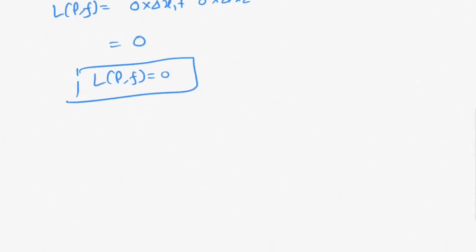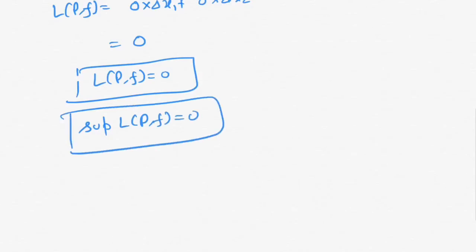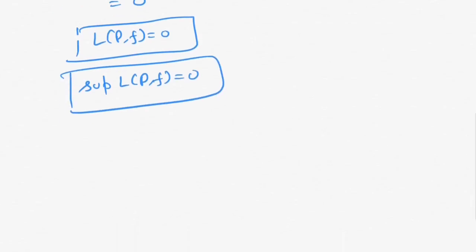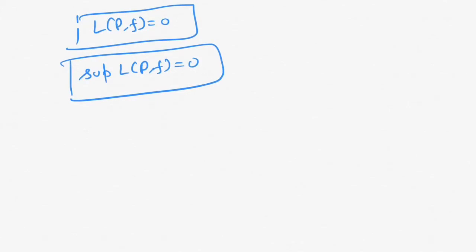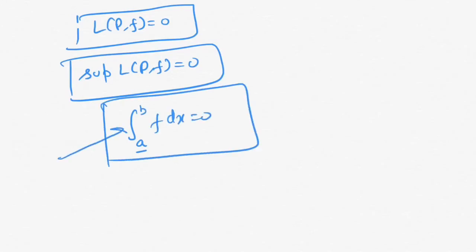Hence the supremum of L(P,f) will also be 0. And the supremum of L(P,f) is known as integration a bar b f dx, and this equals 0. This is the lower Riemann integral, so the lower Riemann integral will also be 0.